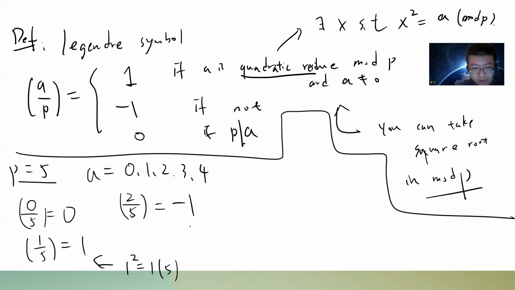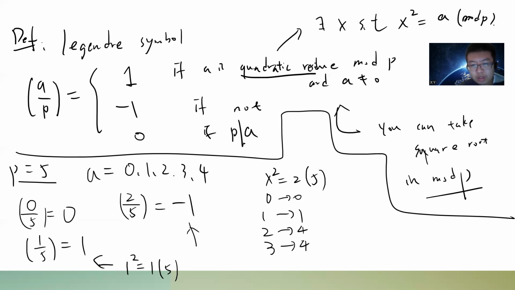Okay, and the reason is that you can try to solve x squared equals 2 mod 5. If x is 0, then the square is 0. If x is 1, the square is 1. If x is 2, the square is 4. And x equals 3, the square is 9, but it's still 4 mod 5. And 4 squared is 16, which is 1. So 2 has no solution, so it's -1. And (3/5) is also -1. And (4/5) is 1, because there is a solution, namely 2 squared is 4.